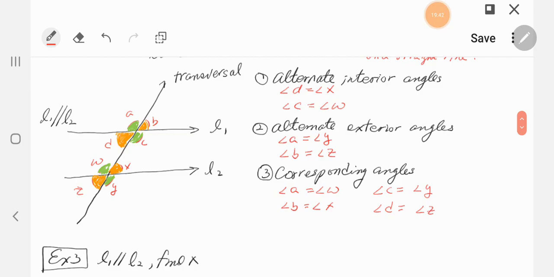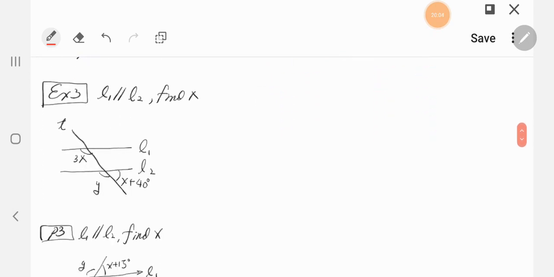So if there are two parallel lines and there is a transversal passing through these two parallel lines, then there are exactly two different angles. There are 8 angles, but those 8 angles are separated into 2 different angles. Angles A and B. Okay. So let's use this information.